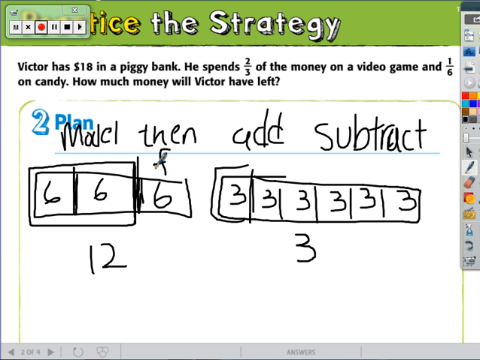Subtract from total. All right. So far, so good? All right. So that's our plan. We're going to model, then add, subtract from our total. I know I didn't write complete sentences and stuff, but that's okay.